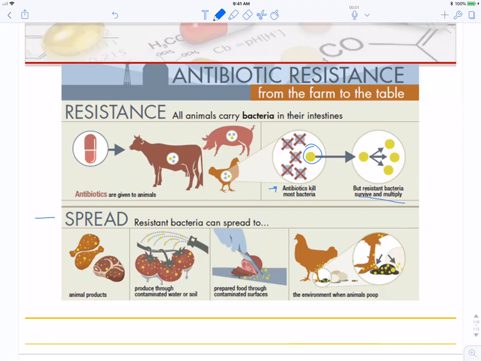That is spread to food directly through animal products, or through produce that has been contaminated by water or soil containing fecal runoff.